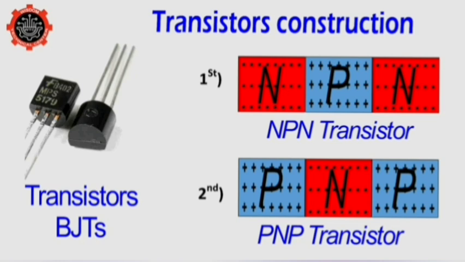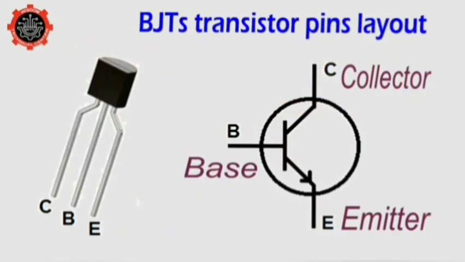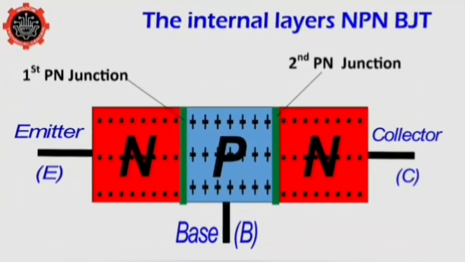So before we continue, I got to introduce to you some new terms. If you remember, the diode had an anode and a cathode, but transistors has three leads or terminals, but they have unique names to them. These unique names are the emitter, the base, and the collector. And now we are starting with the NPN transistor, and this is the internal three layers of NPN transistor.